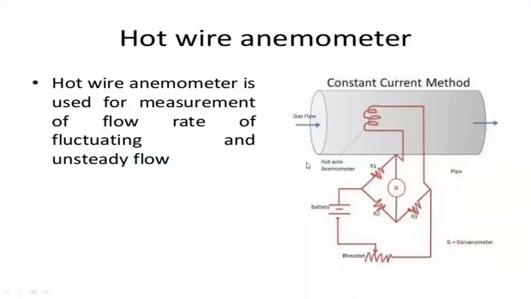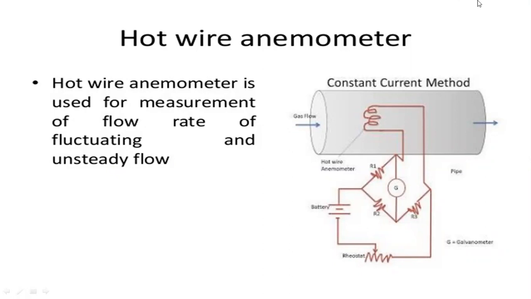So this is the setup of the hot wire anemometer. The hot wire anemometer is used for measuring the flow rate of fluctuating and unsteady flow. By using this hot wire anemometer, we can calculate fluctuating and unsteady flow. Okay, you can see this hot wire anemometer.